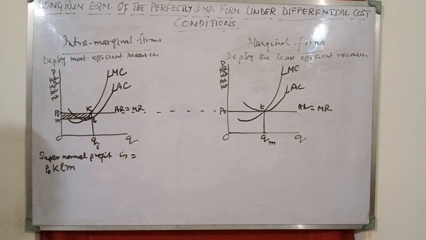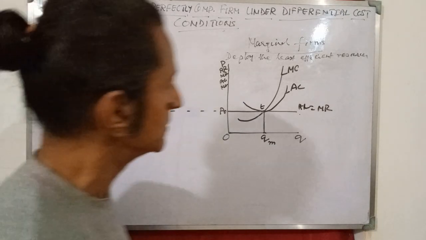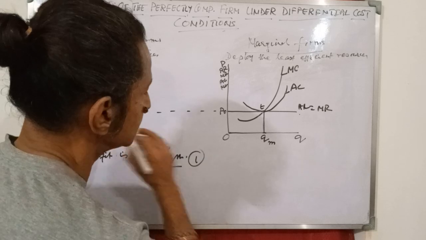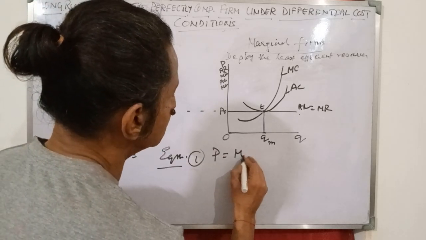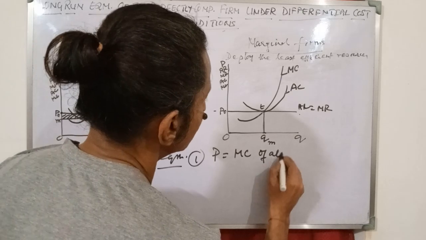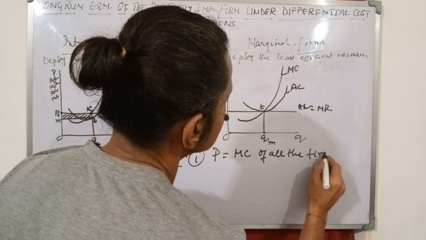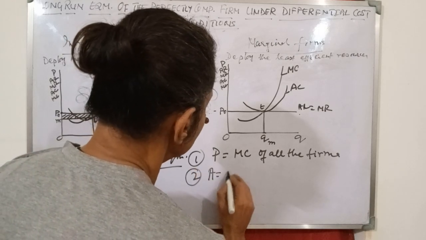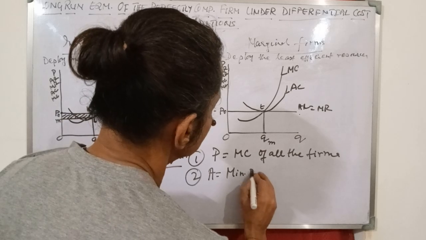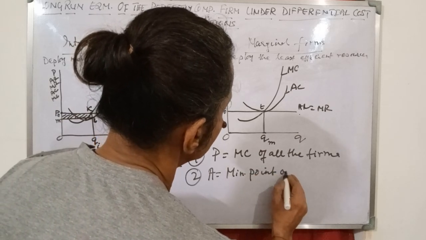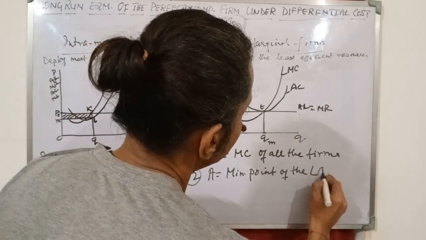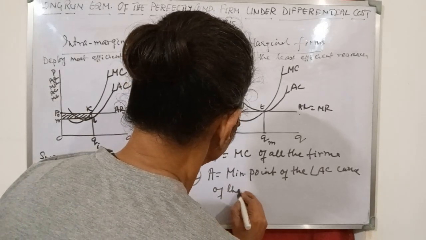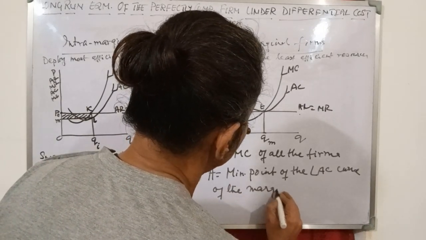So in the long run, equilibrium in the market is established. Equilibrium conditions: number one, P is equal to MC, the marginal cost of all the firms, and number two, P is equal to the minimum point of the long run average cost curve of the marginal firm.